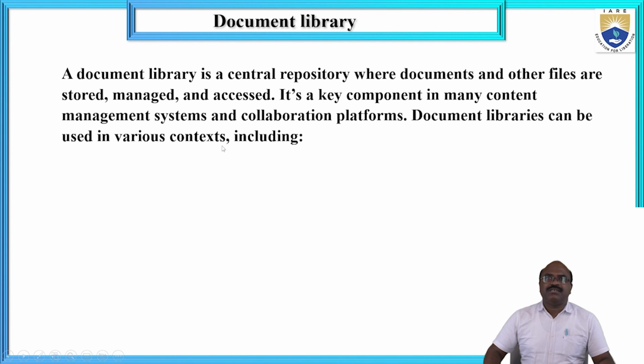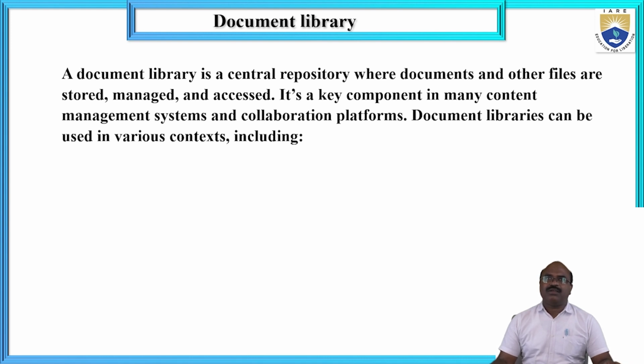The document library is a central repository where documents and other files are stored, managed and accessed. The main purpose is that we can create any documents and store them in the repository of the library, which is called data warehousing. In my previous class, I explained the different types of data warehouses clearly. The document library is a key component in many content management systems and collaboration platforms.